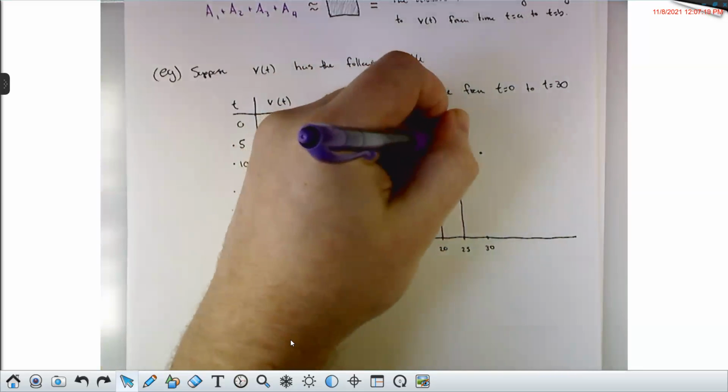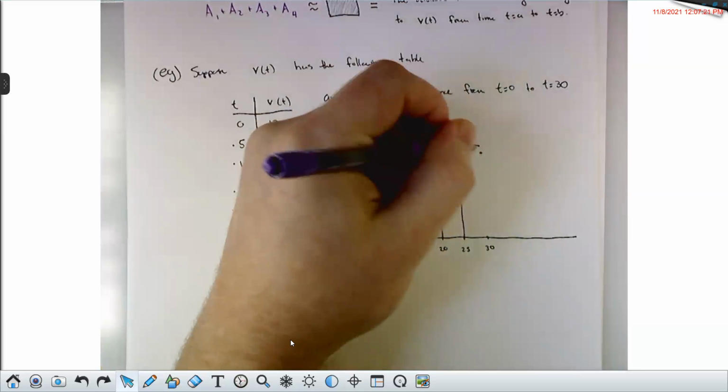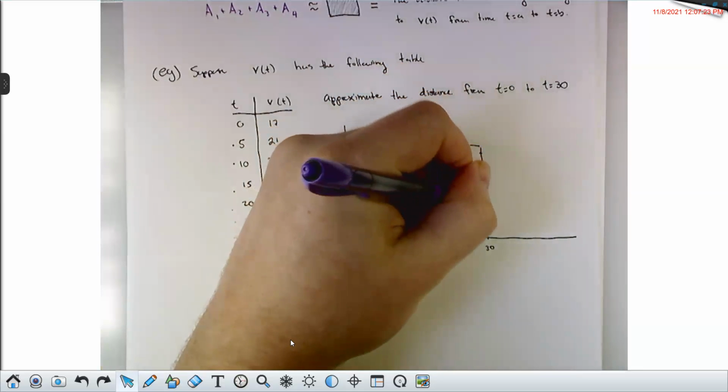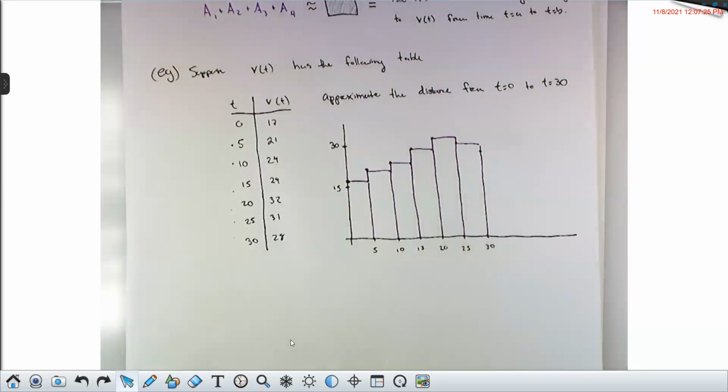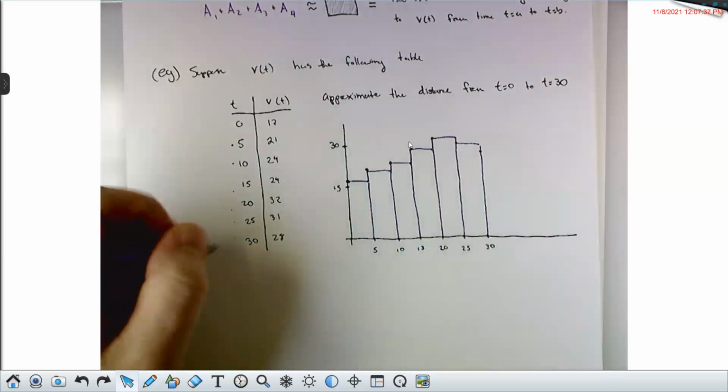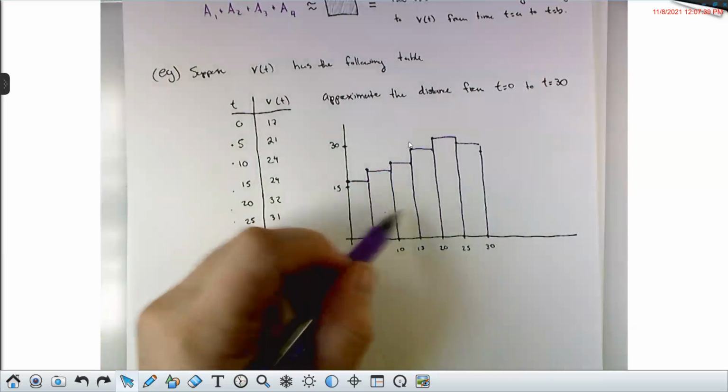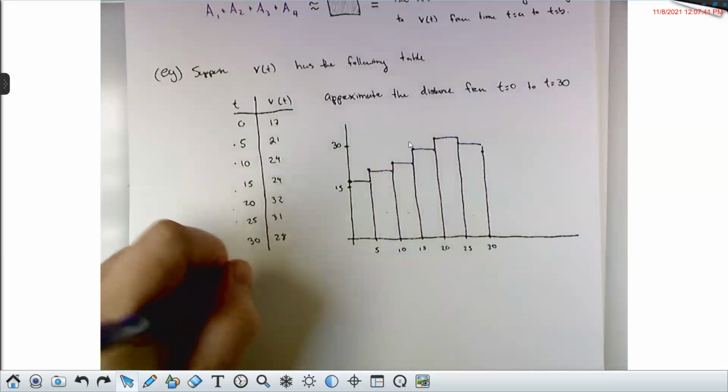So still working on drawing these. All right. So if I sum the areas of these rectangles, that will give me an approximation for the distance I traveled. This would be L1, 2, 3, 4, 5, 6.